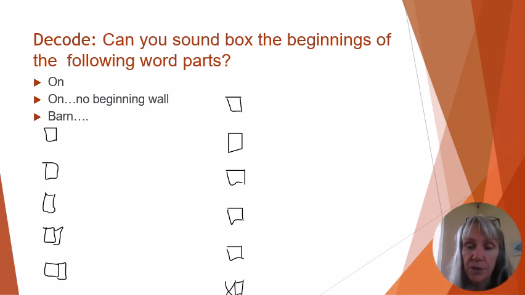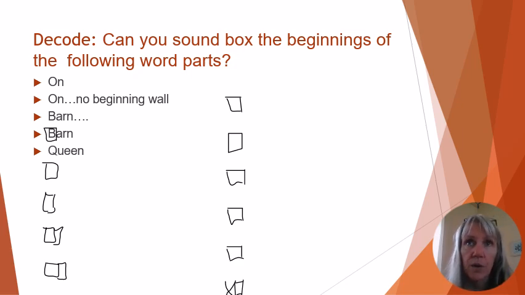What about this word? Burn. We're hearing the B sound at the beginning. It's single. So how would we sound box that? We only sound box the B. We do not put a sound box around any other letter.